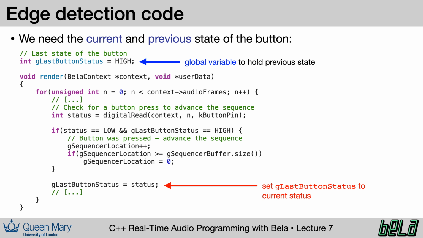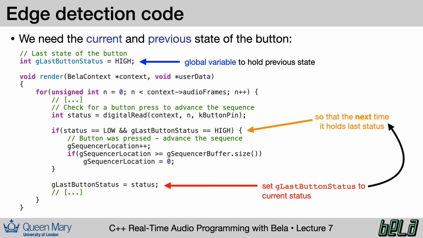At the very end of the relevant block of code, we are setting glastButtonStatus to be the current status of the button. The reason that we do this is so that the next time around the for loop, it will represent the previous state of the button. Therefore, the way that we handle the previous state of the button is actually implicit in the structure of the for loop. The other thing to note about this code is the way that we handle the step sequencer.